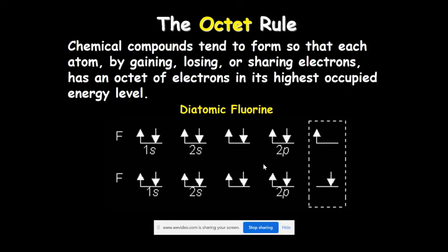So you can see these are all 9 electrons in the fluorine atom, and these are where they're located in these orbitals. The 1s electrons are inner, and the 2s and 2p electrons are the valence electrons.